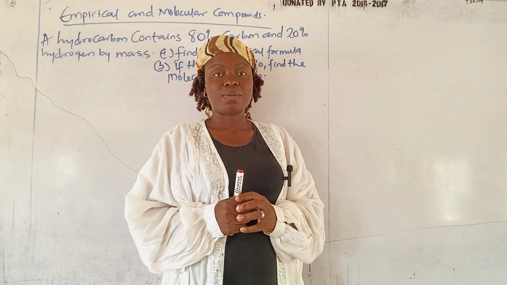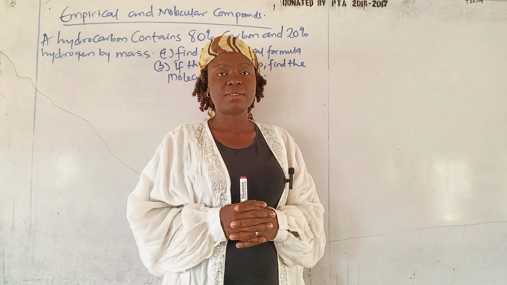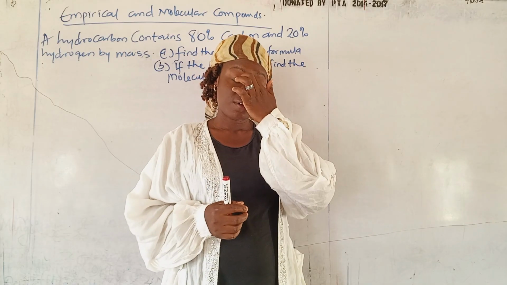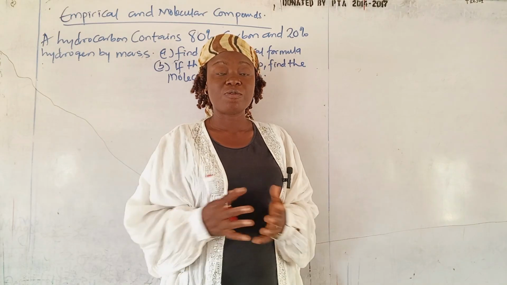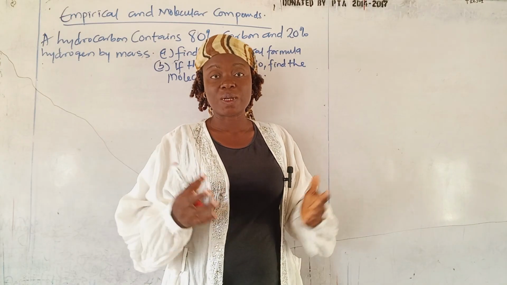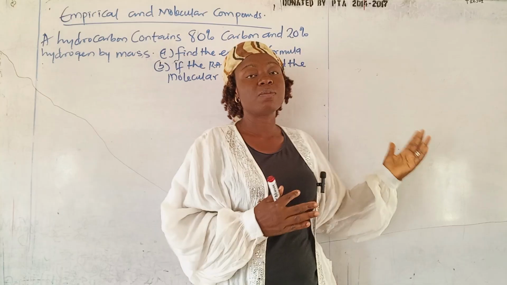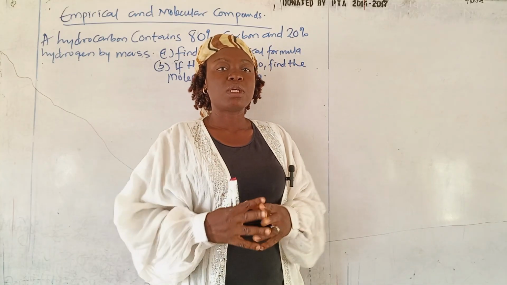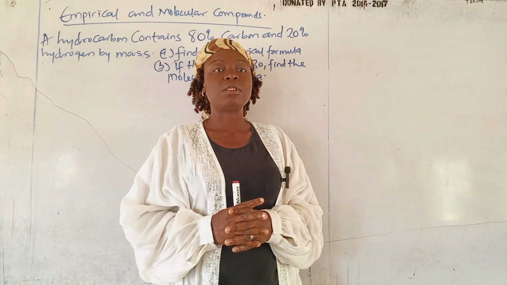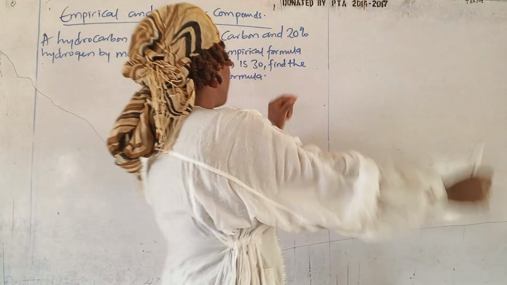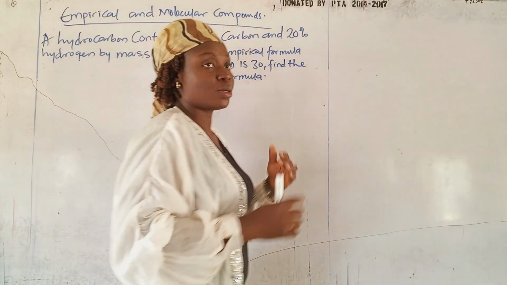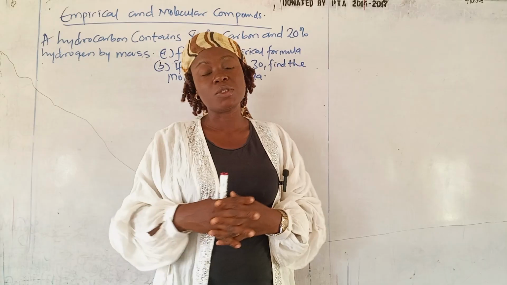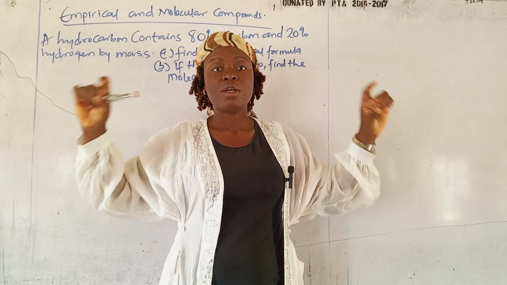So today we'll be talking about the empirical formula and the molecular formula. In chemistry, we have some formulas that we talk about. The empirical formula is the simplest form of formula that shows the ratio of the constituent elements. The molecular formula shows the actual atoms in that formula. Then we have what we call the structural formulas that show the structure.